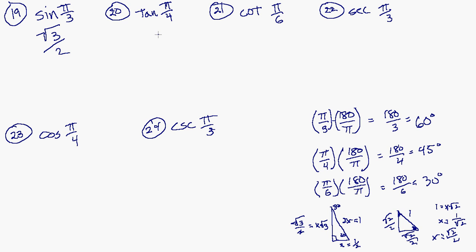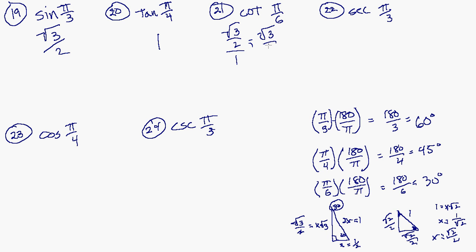Cotangent of pi over 6, which is 30 degrees. So looking from the 30 degree aspect now, cotangent, which you know is simply, what is that? That's adjacent over hypotenuse. Adjacent over hypotenuse. So that is square root of 3 over 2 over 1, which is simply the square root of 3 over 2.